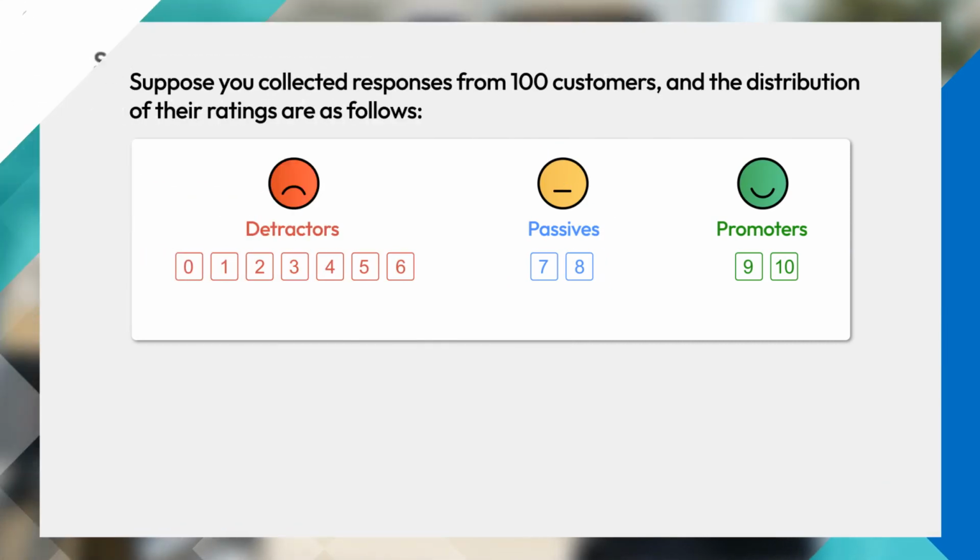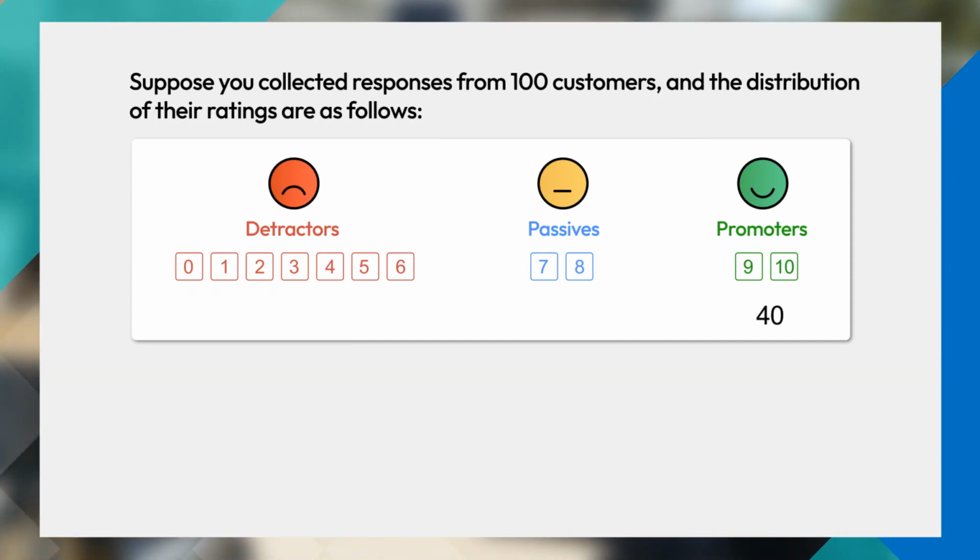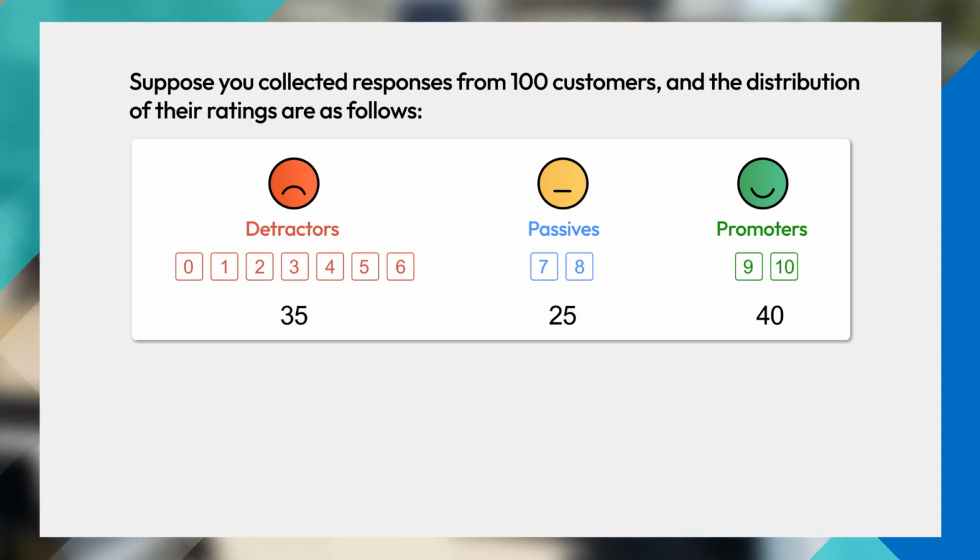Suppose you collected responses from 100 customers, and the distribution of their ratings is as follows. We can see that 40 customers scored 9 or 10, 25 customers scored 7 or 8, and 35 customers scored 0 to 6. To calculate the NPS, determine the percentage of promoters and detractors.